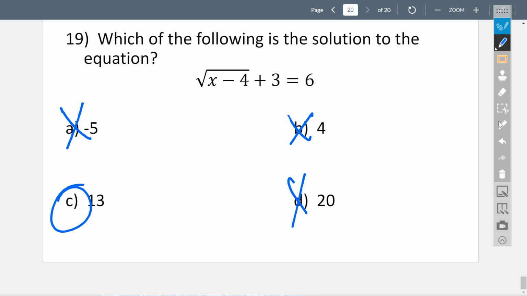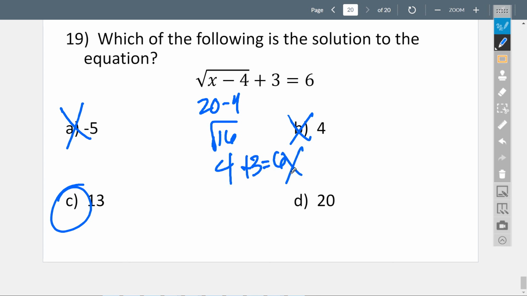And you can check D if you want to see if D is a solution. 20 minus 4 is 16. Square root of 16 is 4. 4 plus 3 is not equal to 6. It's actually equal to 7. So 20 is not a solution. The only one that is 13.